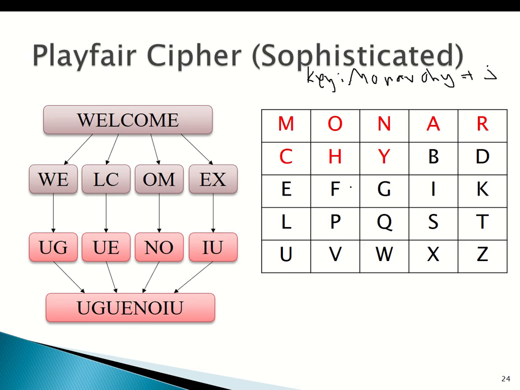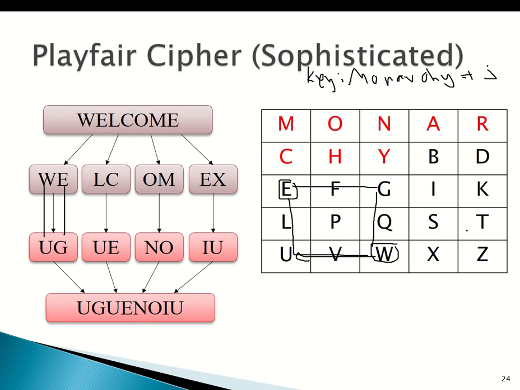Okay. Now we create the 5 by 5 matrix and we start with welcome. W and E. Okay, where's the E? This is E. Again, it's a rectangle, so we need to take this. W becomes U, E becomes G.